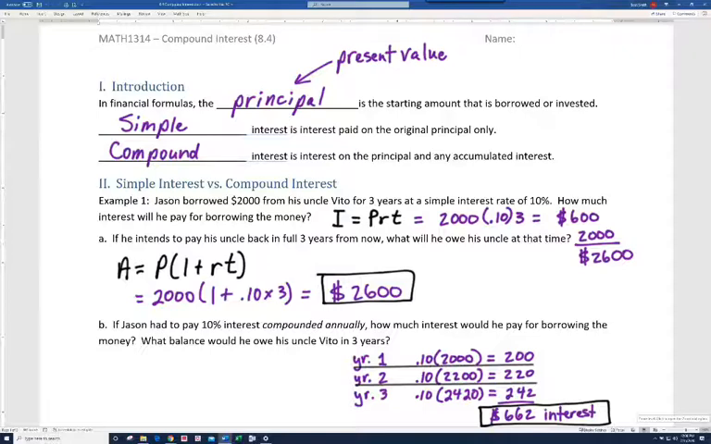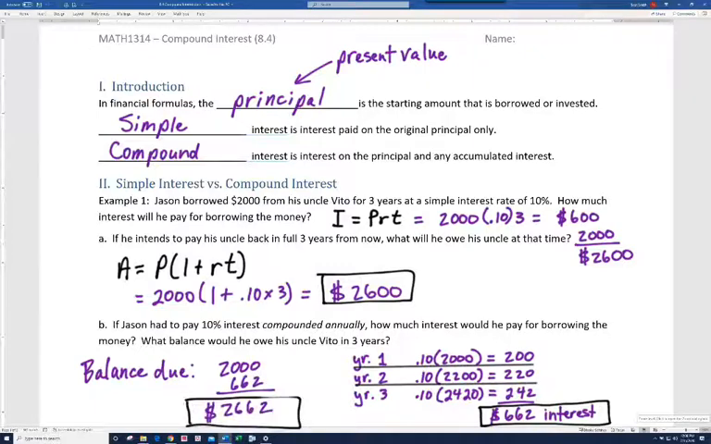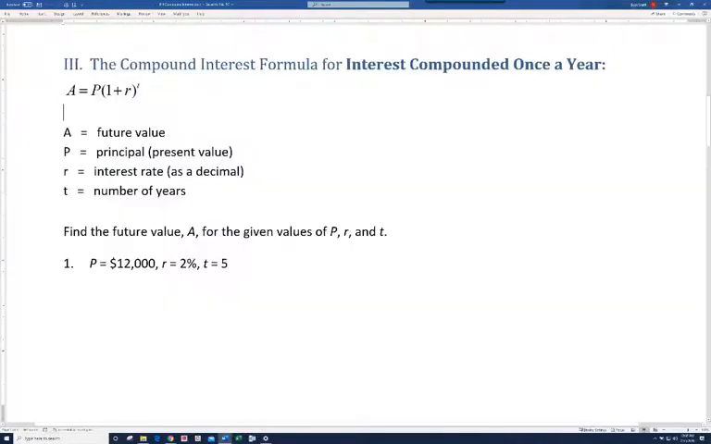Now, it also says what would he owe his uncle in 3 years? Well, again, he's going to have to pay the $2,000 he borrowed plus the $662 in interest, and so that's $2,662. And with a name like Uncle Vito, I would not be late. Let's move on to the next slide.